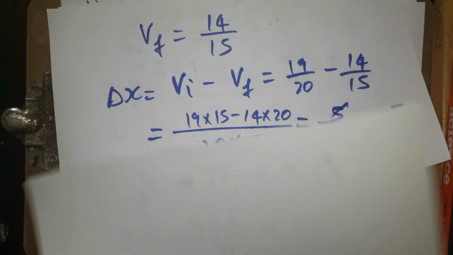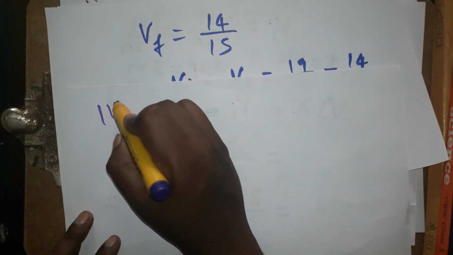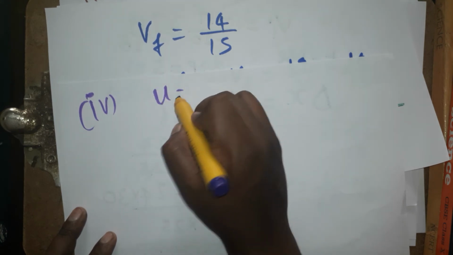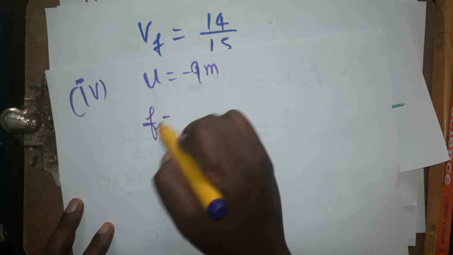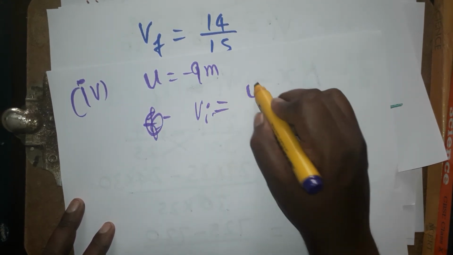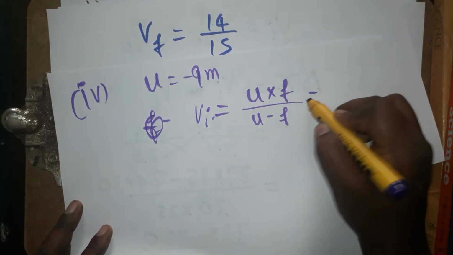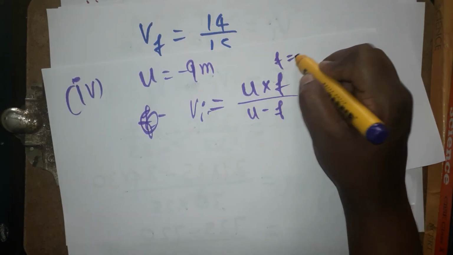Again, the third case is also very simple. Now the fourth case. The object distance is taken as 9 meter. So V initial is equal to U into F divided by U minus F, which is minus 9 divided by minus 10, because f is equal to minus 1.